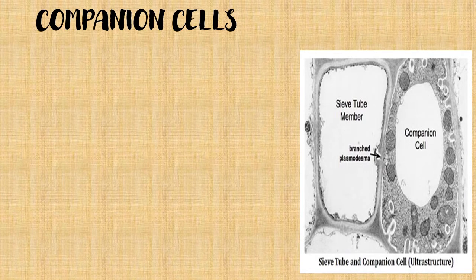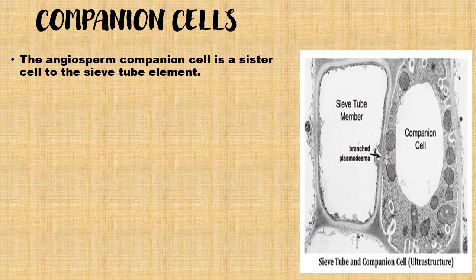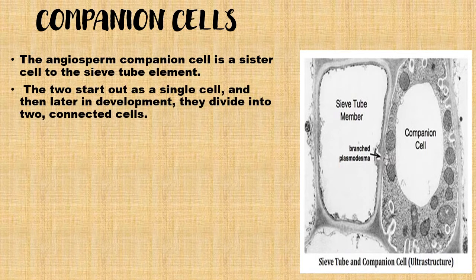The second element of phloem is companion cells. In angiosperms, companion cells are called the sister cell of the sieve tube element. Why? Because they start together as a single cell. That means one single cell divides to form two cells, one bigger and one smaller. One converts into a sieve tube element, the other converts into a companion cell, and they stay together throughout their development.